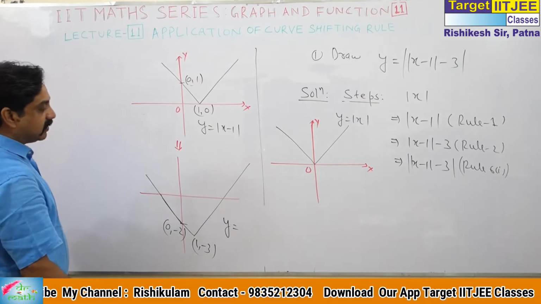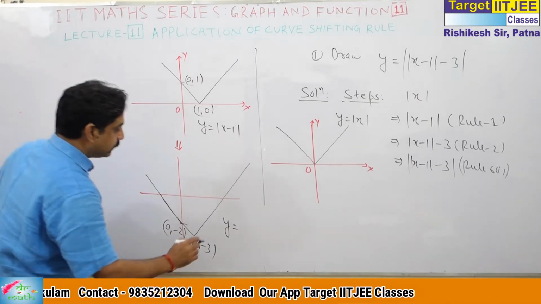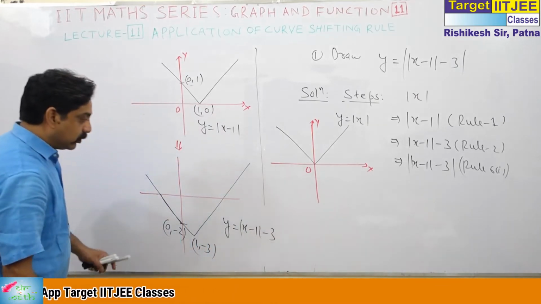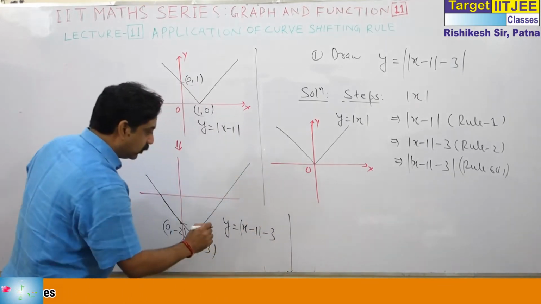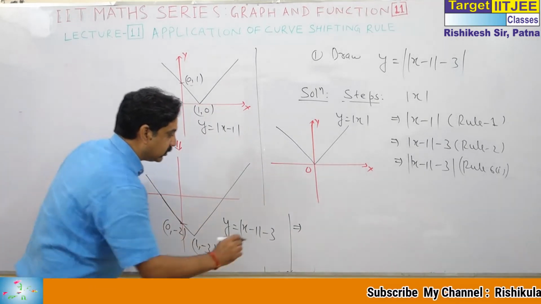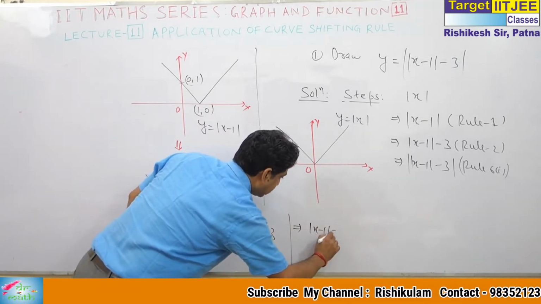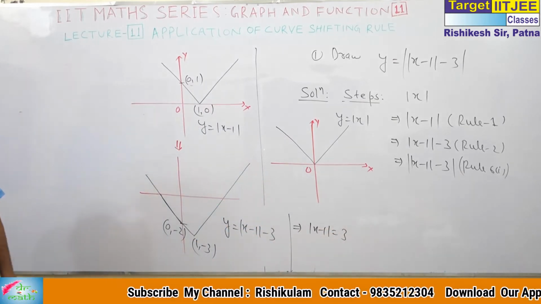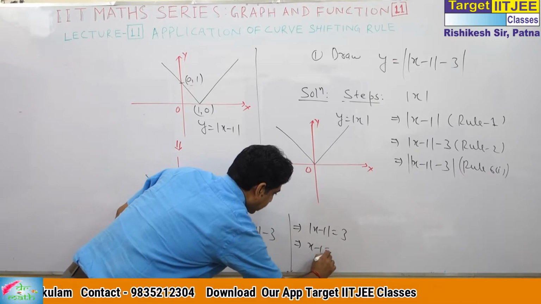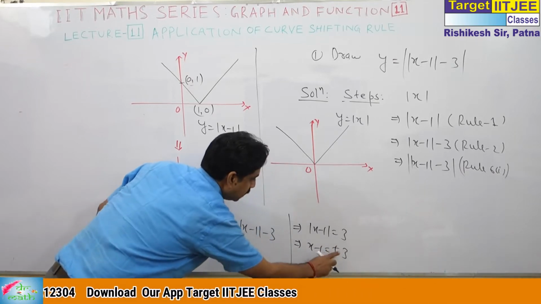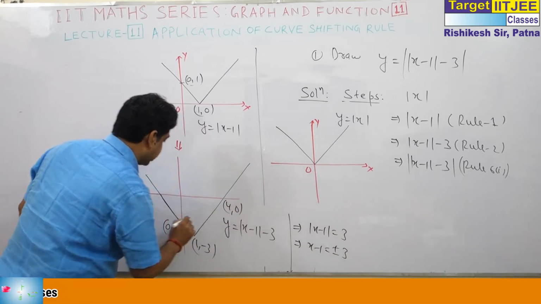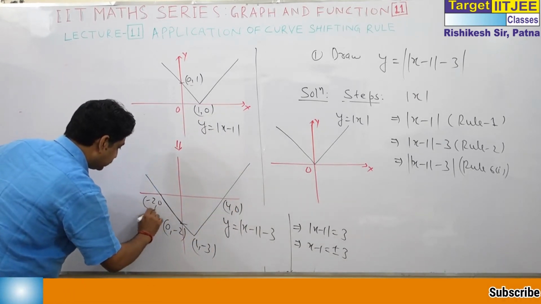This is your y is equal to modulus of x minus 1, minus 3. To know these points, we put y is equal to 0. When we put y is equal to 0, we get modulus of x minus 1 equal to 3. So x minus 1 is equal to plus or minus 3, which means x is equal to 4 or minus 2. So this is 4, 0 and this is minus 2, 0.